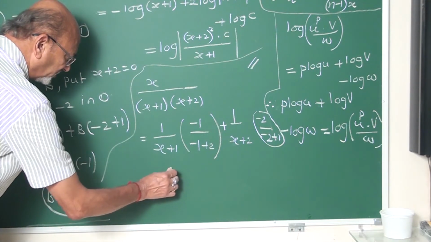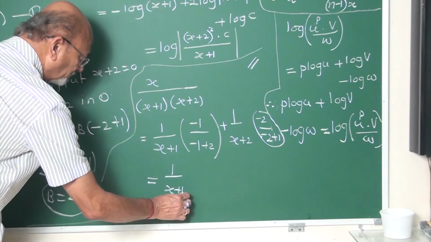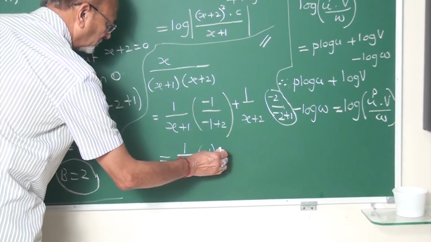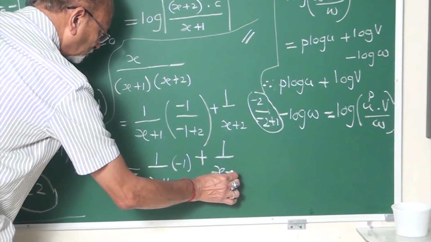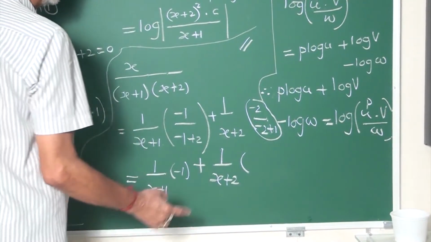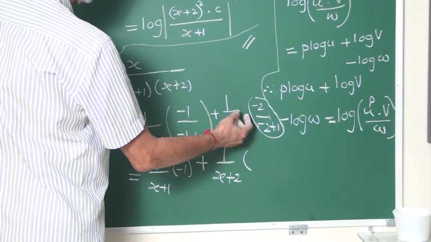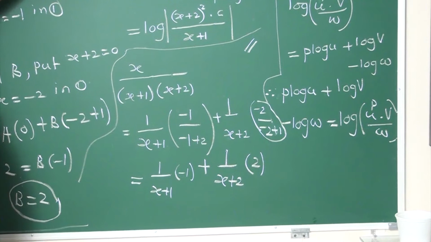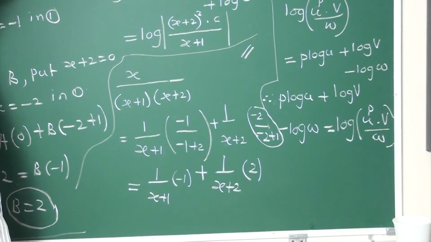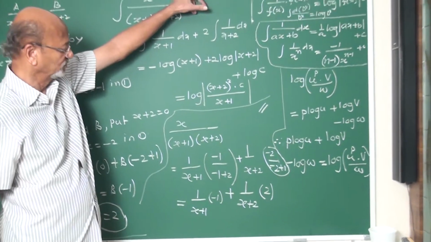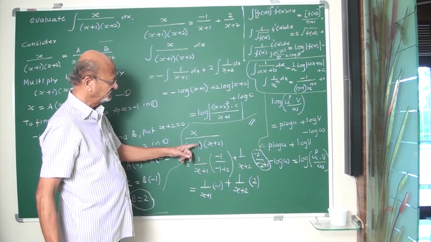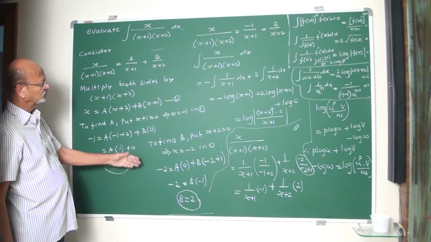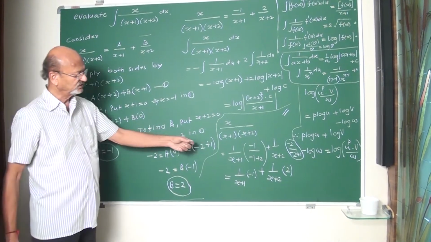So what is this? It is 1 upon x plus 1, minus 1 plus 1 upon x plus 2 into minus 2 upon minus 1. Minus 2 upon minus 1 is what? 2. This is minus 1 upon x plus 1 plus 2 upon x plus 2. You can write it in 3 steps. What about here? So many steps.